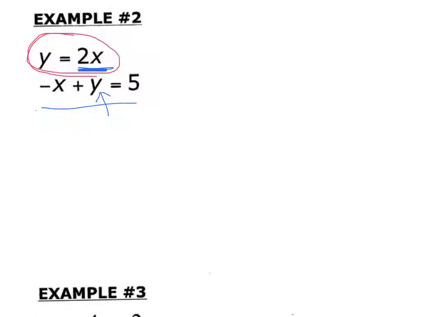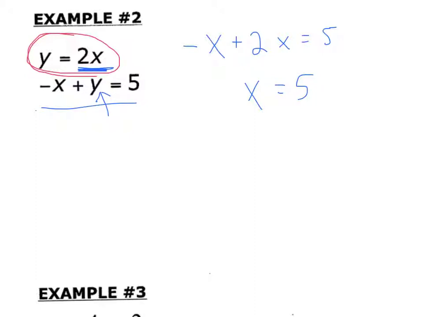We would have minus x plus 2x equals 5. Okay, and if you have minus x and you add 2x, that gives you 1x. Okay, so we have x equals 5, and we're done. Okay, so that was an easy one. Did the math mostly for us.